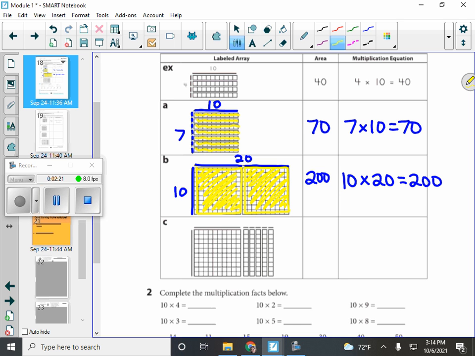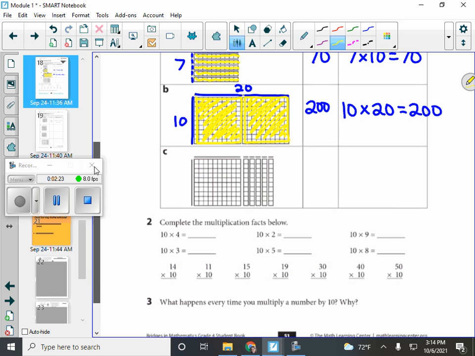All right, let's look at letter C. Letter C is showing 10 by 15. Again, make sure your paper looks just like mine. So we have a picture that's showing 10 by 15. So our equation is going to look like this. I know that 10 times 15 is 150.